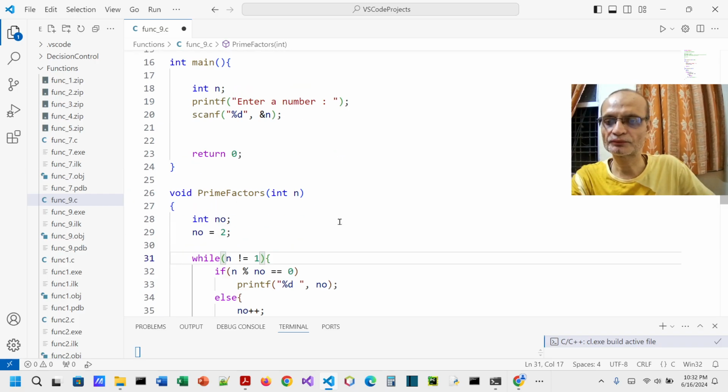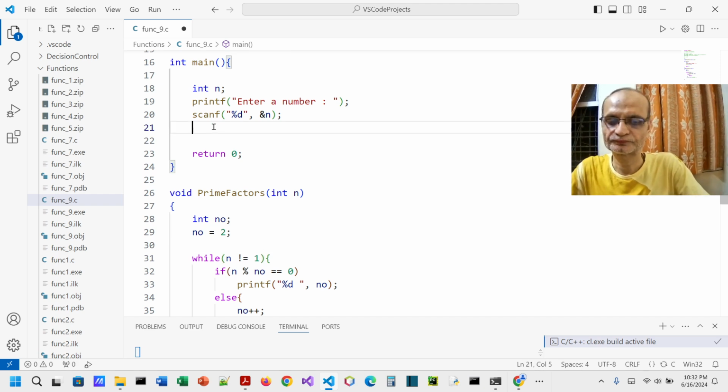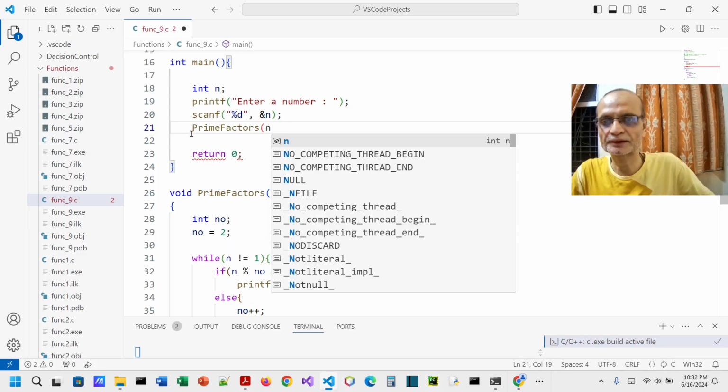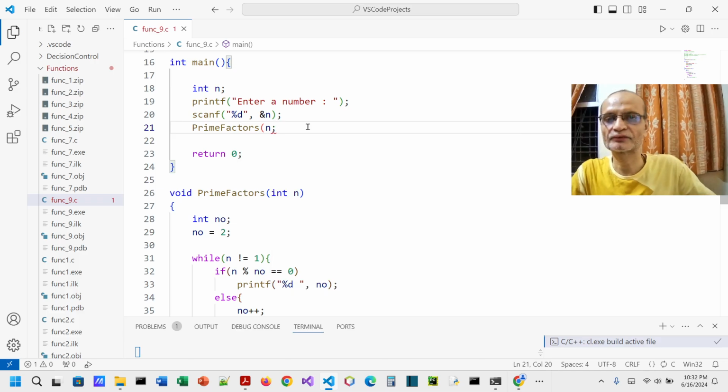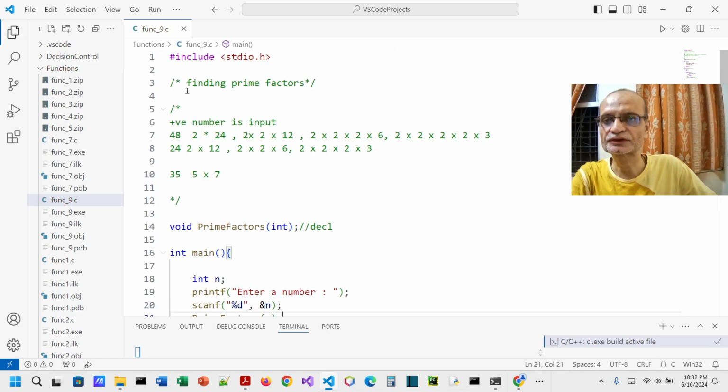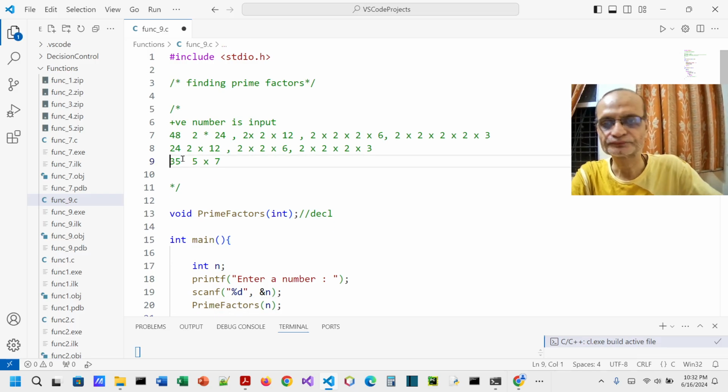Now we need to call this function from here, prime factors, and we will pass the number which the user enters by doing scanf. So I hope this logic is understood now.